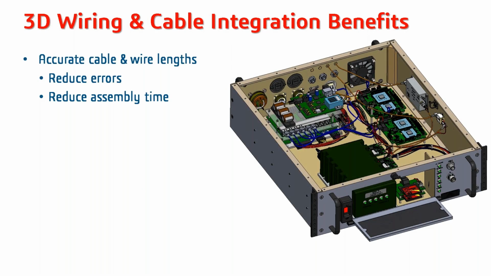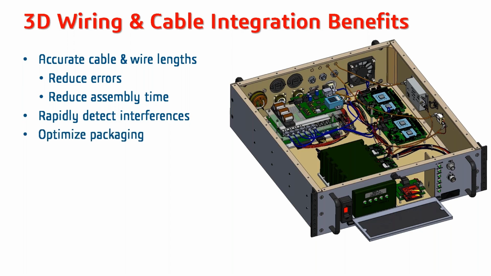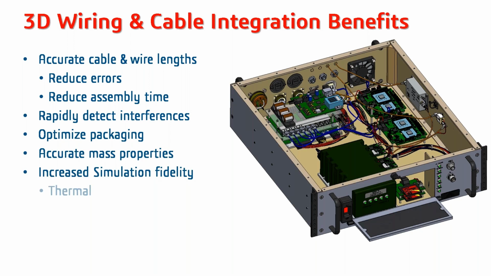Also, once we're in 3D, guys, obviously you saw that I'm able to get wire length information for both wire and cable harness. This will help reduce any errors, waste, etc. As you saw visually, I can rapidly detect interferences and make adjustments on the fly, optimize our packaging for space, and get mass properties and simulation fidelity, continuing with thermal and structural. So there are a lot of benefits to going into 3D, especially when you're using an intelligent driven application.